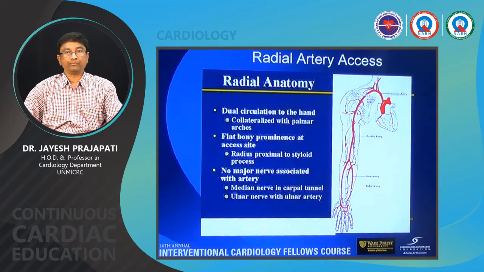And I'm going to discuss later the importance of the sheath also. So we should know the radial anatomy. So what is the advantage of radial? The arm has a dual supply. It is the ulnar and the radial and the palmar arch. So good patency is there. So dual circulation, always very good collateral from the ulnar is there.